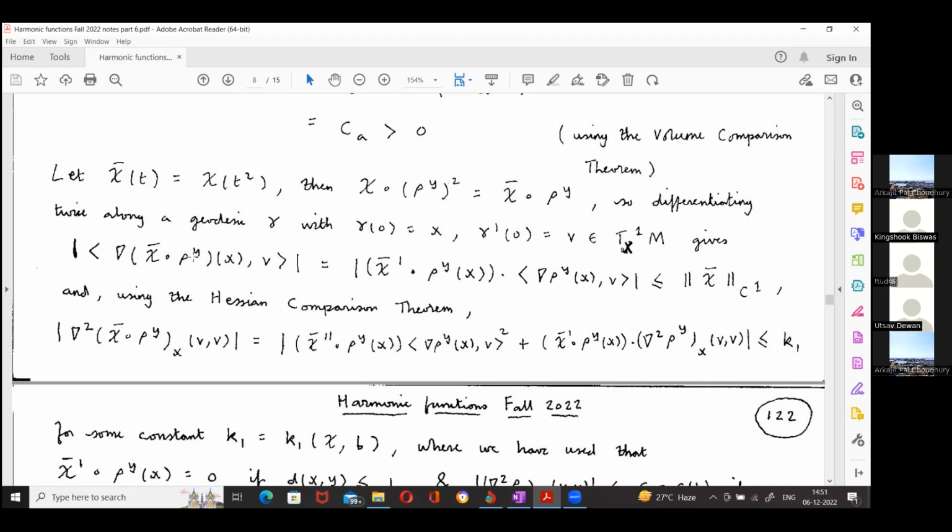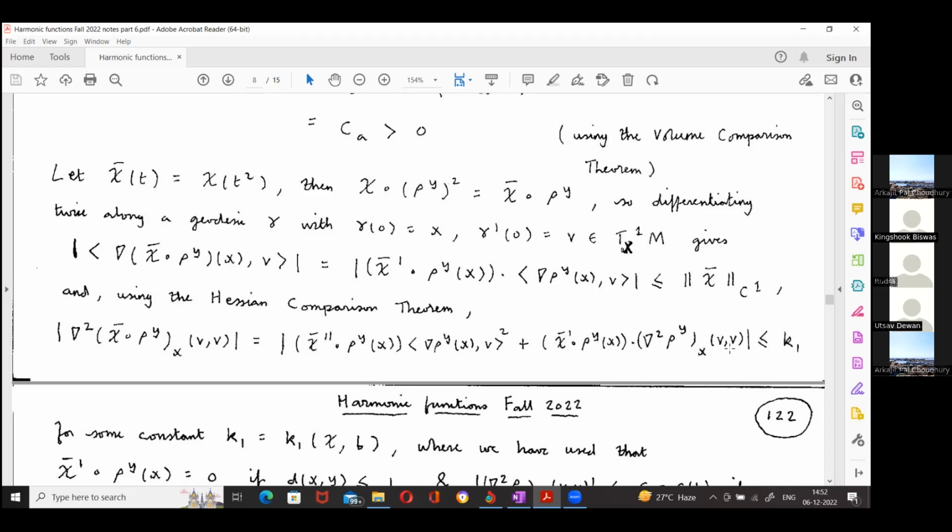Similarly, for the second derivative, if we look at the second derivative of chi bar composed with rho y, so the Hessian applied to v comma v, we have to differentiate twice along this geodesic. So if I differentiate chi bar composed with rho y twice along the geodesic, what will I get? I'll get chi bar double prime composed with rho y into the derivative of rho y whole squared, plus chi bar prime composed with rho y into the second derivative of rho y applied to v, v.